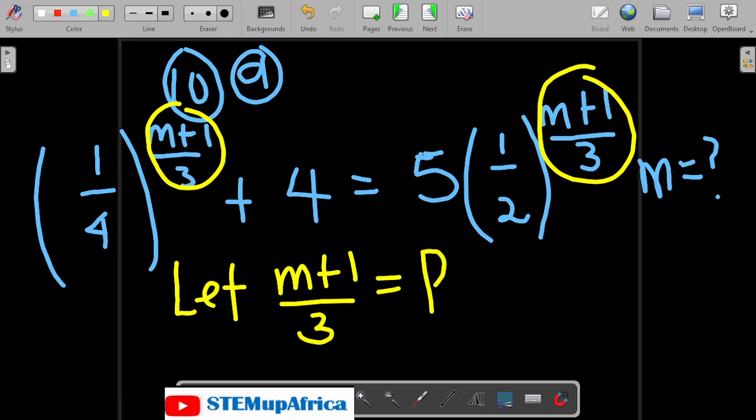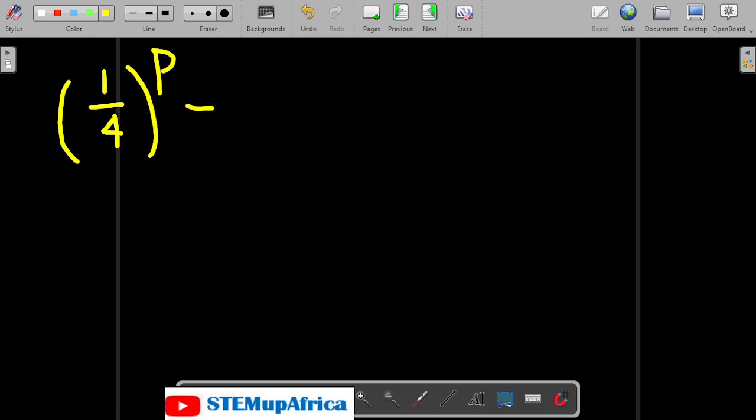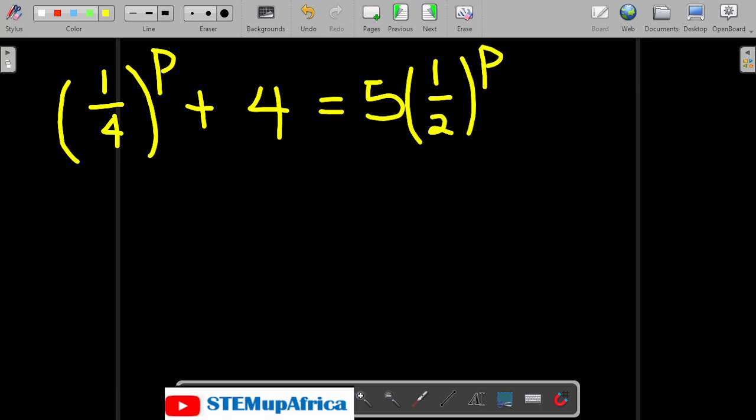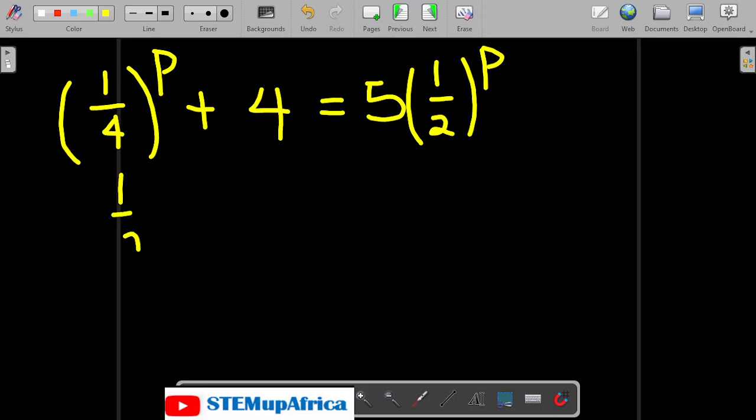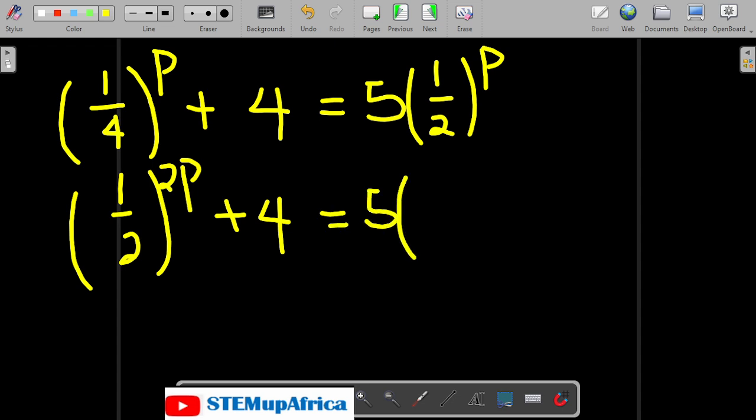So here I see n plus 1 over 3, I will put p. I want to try to make the equation less cumbersome. So I'm going to have 1 over 4 raised to the power p plus 4 is equal to 5, 1 over 2 raised to the power p. Yes. So we can express 4 as a factor of 2. I can write this as 1 over 2 raised to the power 2p plus 4 equals to 5, 1 over 2 raised to the power p.